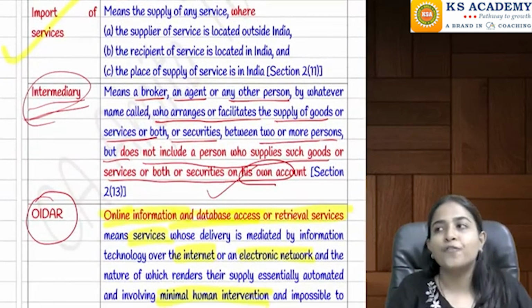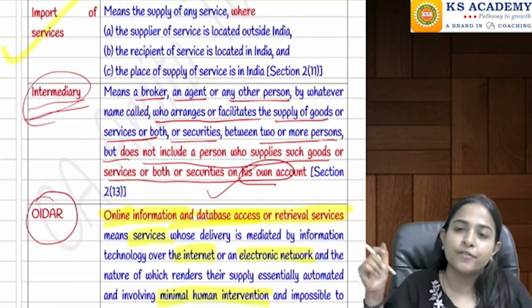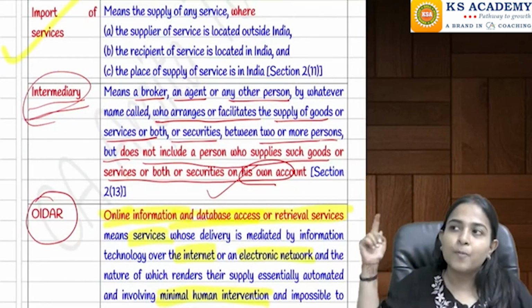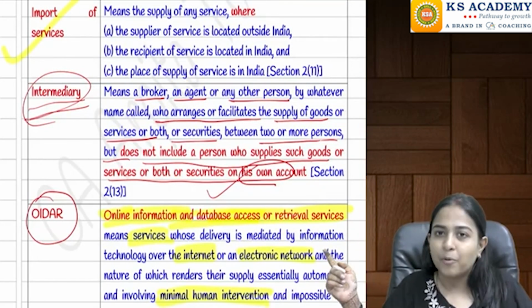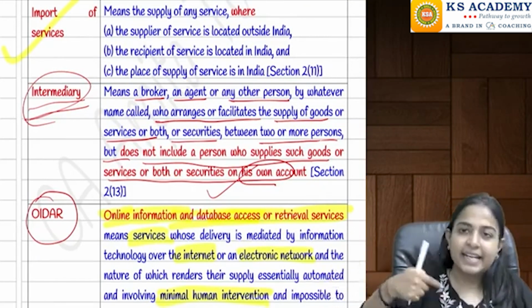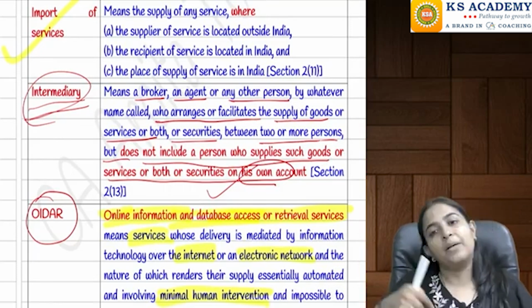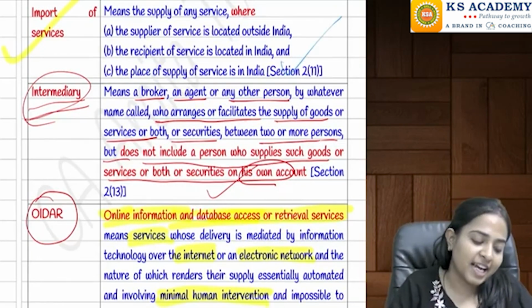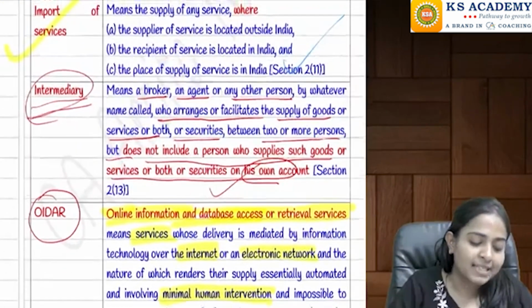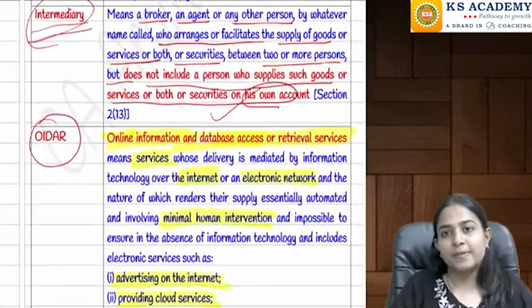Yes. Then import of services. Can you tell me for import of services? Import of services means the service provider or service supplier is located outside India, the service recipient is located here in India, and the place of supply should be in India. Then we can say that this particular transaction will come under the term called import of services, right?